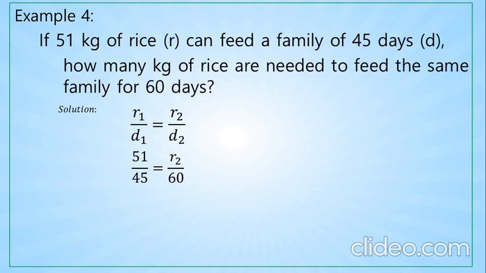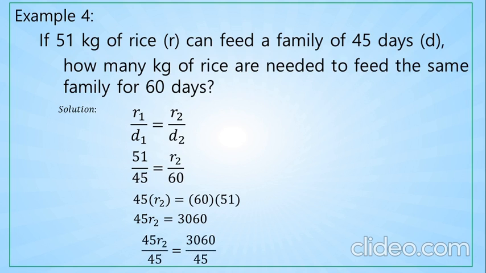So in this problem, r sub 1 is 51, d sub 1 is 45, r sub 2 is unknown, while d sub 2 is 60. Get their cross products. So we have 45 times r sub 2 equals 60 times 51. 45 r sub 2 equals 3060. Solving for r sub 2, we divide both sides by 45. Therefore, r sub 2 is 68 kilograms.